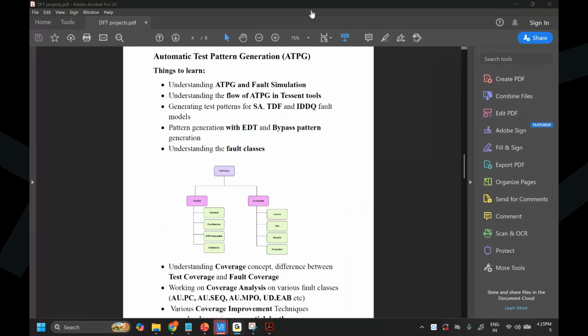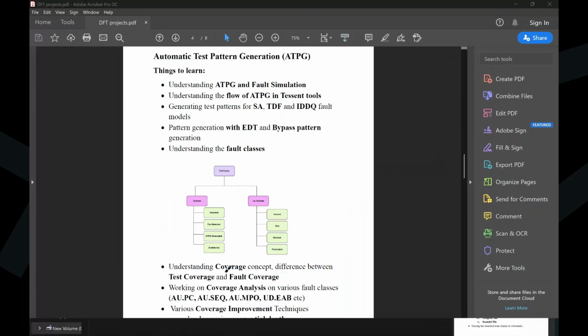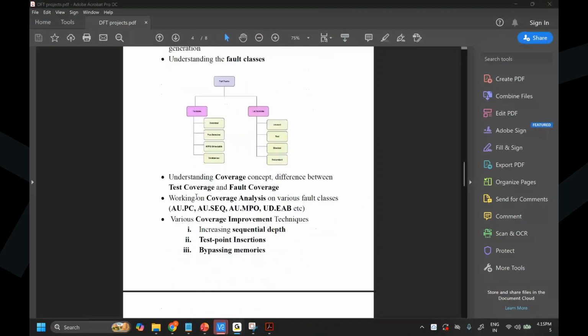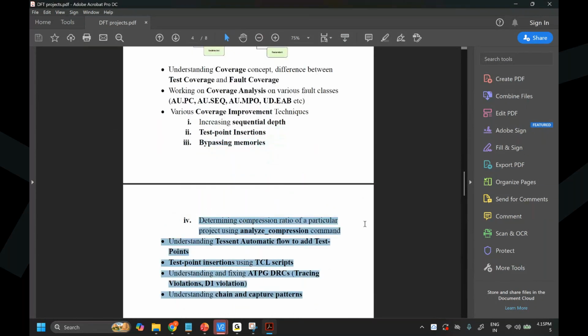So we'll understand the concept of coverage: what is test coverage, and what is fault coverage. We will work on coverage analysis for various fault classes like pin constraint, sequential depth, MPO, and EDT abort. We will see various coverage improvement techniques like increasing sequential depth, test point insertion, and bypassing the memories, as well as determining the correct compression ratio using the analyze compression command.